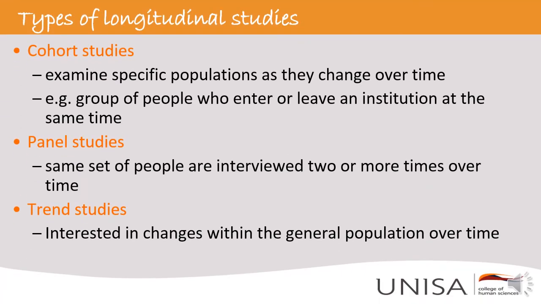Trend studies are interested in changes within the general population over time. Cohort studies examine specific populations as they change over time, for instance, a group of people who enter or leave an institution at the same time. A panel study studies the same set of people two or more times over time.